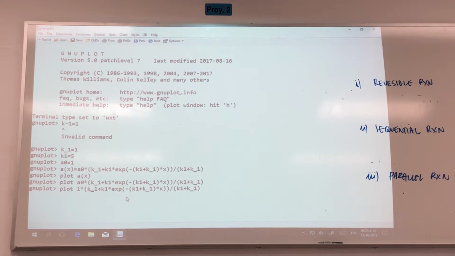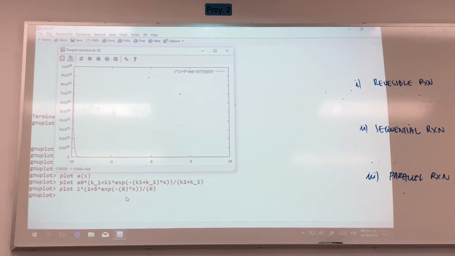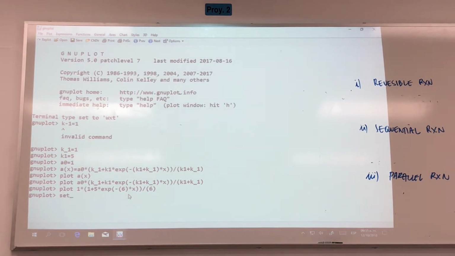Let me change two numbers. So we said K minus 1 is 1, K1 is 5. This will be 1 plus 5, 6. And this is divided over 6. Ah, yeah, there's a mistake here. Why is that? The 1 plus 5 wouldn't be in parentheses. It's the scale. This is weird.